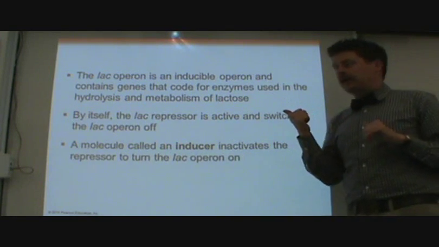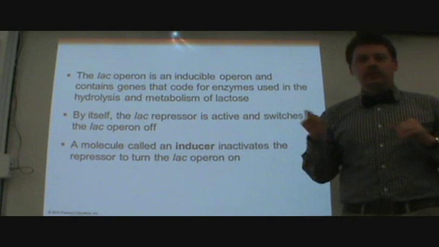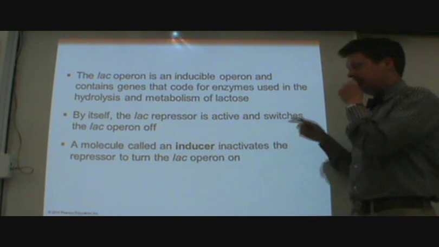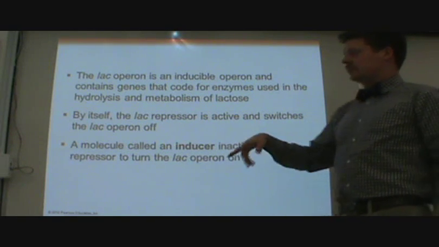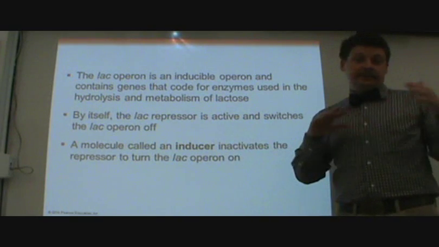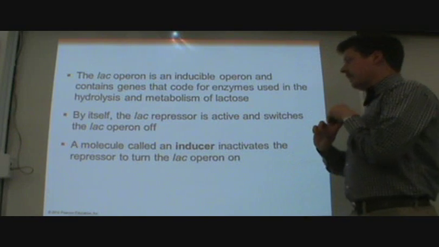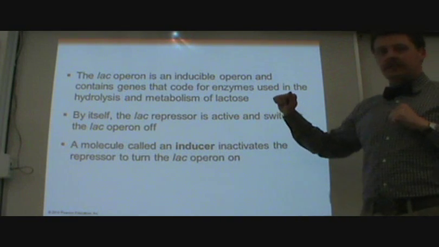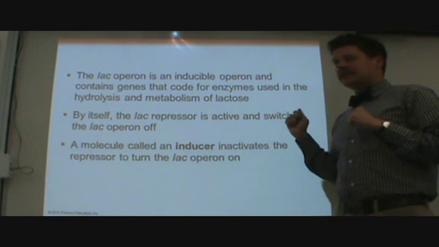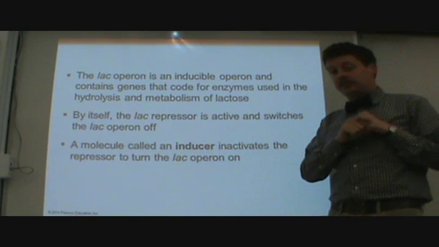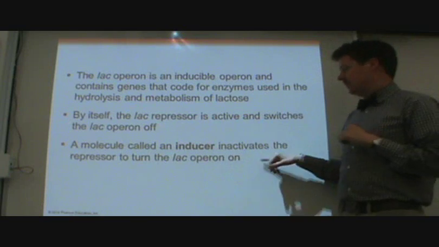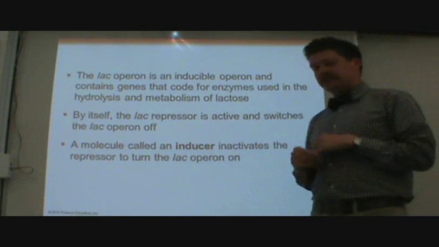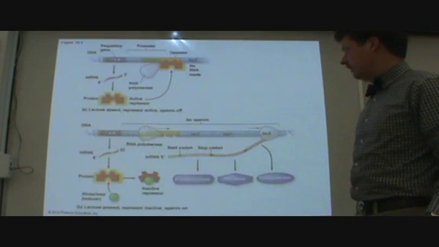The trp repressor was inactive by itself. This one is active by itself. And it's going to switch that lac operon off. It's going to be bound because it's active. So then when that operon needs to be turned on, an inducer is going to then inactivate the repressor, and that's going to turn the lac operon on.